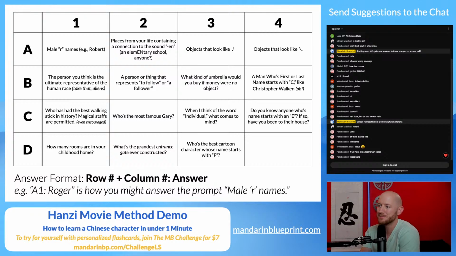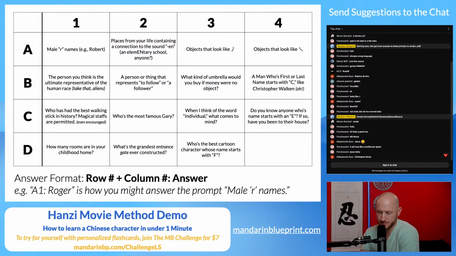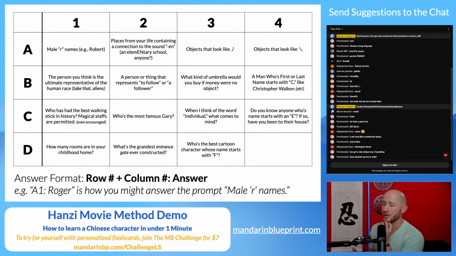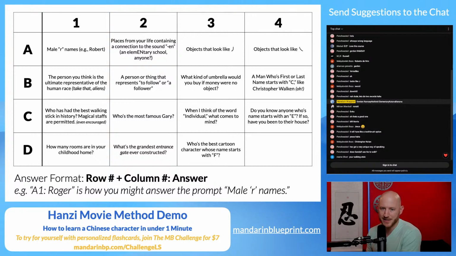C1. Who has the best walking stick in history? Magical staffs are permitted, of course, even encouraged. Okay. Best walking stick in history. Well, you know what? I'm going to pick up where we left off yesterday and continue with Gandalf's staff. The reason for that is that Gandalf's staff is what we used already. For those of you seeing this for the first time today, what we decided yesterday was that a single horizontal stroke can be represented by Gandalf's staff because he rules, and it's very memorable.